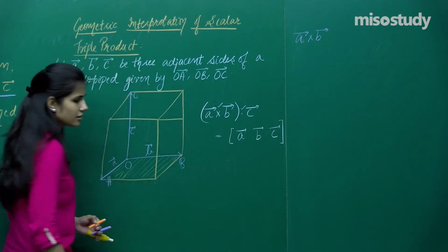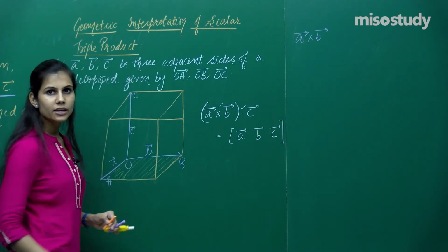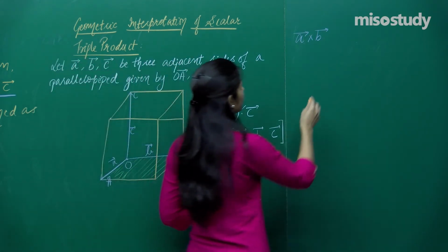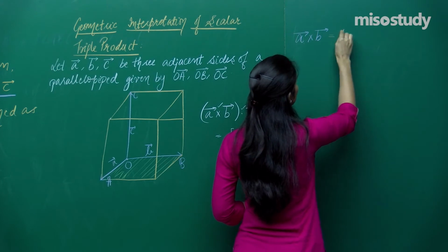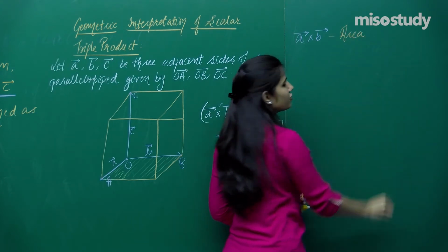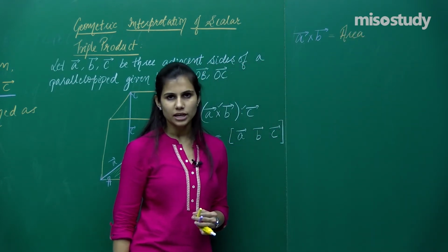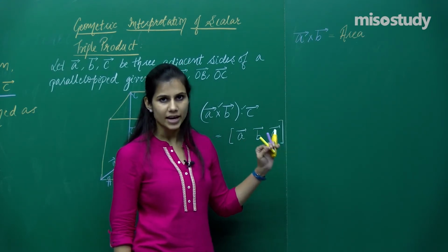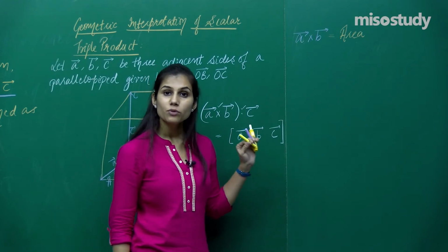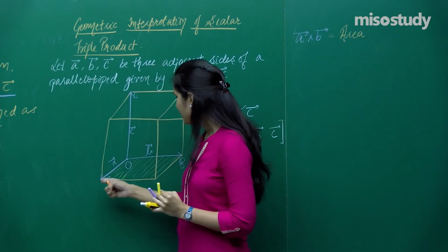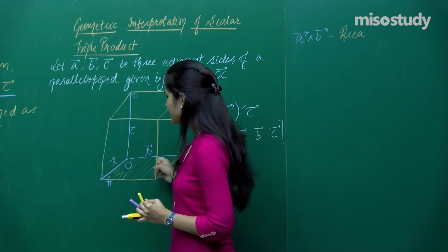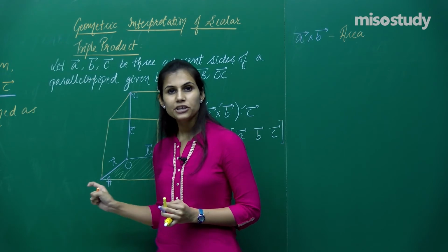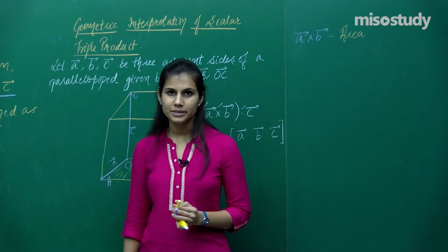Right? A cross B deals with this plane. Why? Because this is actually a parallelogram. If you remember the geometrical interpretation of the cross product, what was A cross B? The magnitude of A cross B vector. A cross B was a vector whose magnitude was equal to the area of the parallelogram with adjacent sides as A vector and B vector, and the direction was perpendicular to the plane in which this parallelogram is kept.